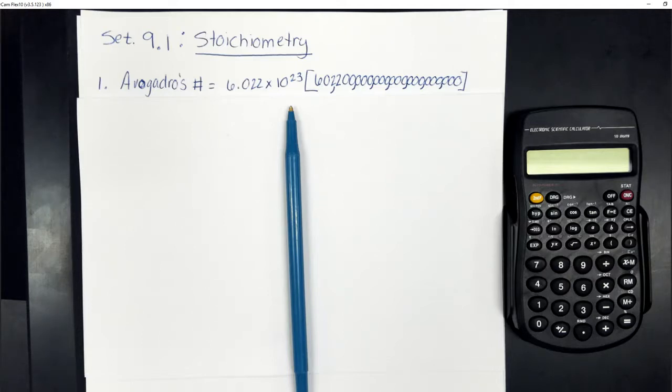I mean, you wouldn't be able to do this in your lifetime. You wouldn't be able to count to that number in 100 lifetimes. It is so large. If you had 1 mole of pennies, it would wrap around the world several times. That's what I'm told by one of my college professors. So let's go into this. Avogadro's number, 6.022 times 10 to the 23rd.